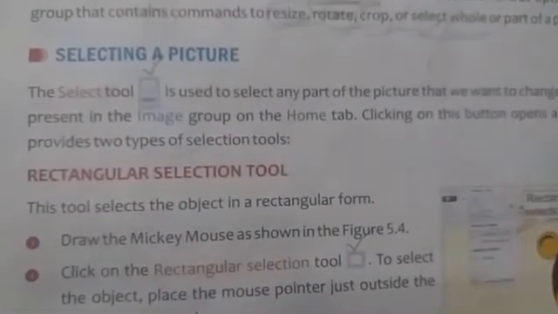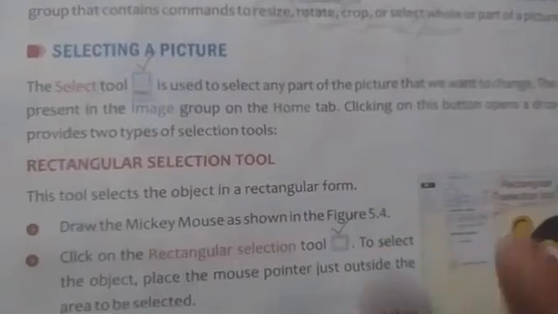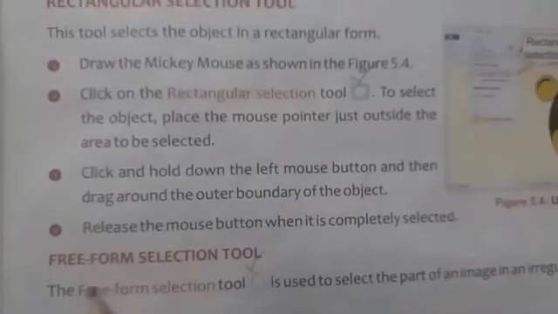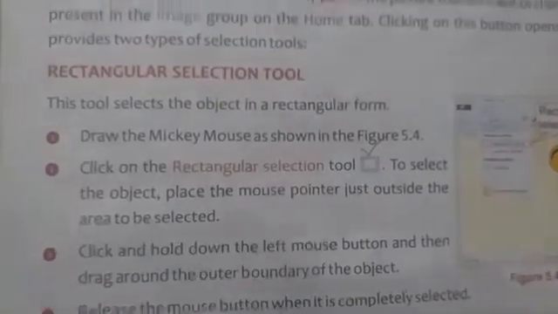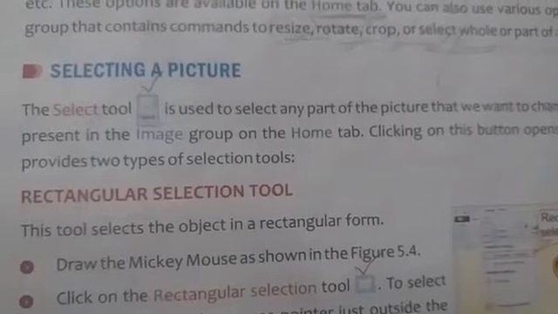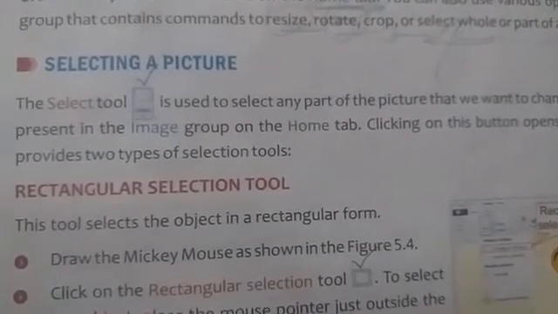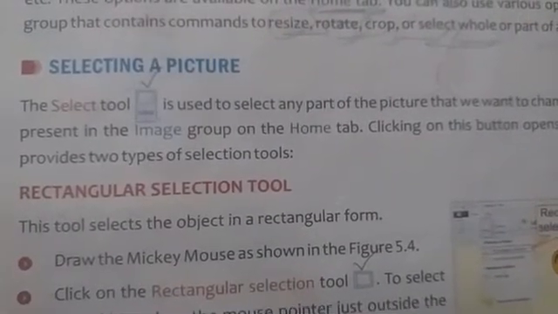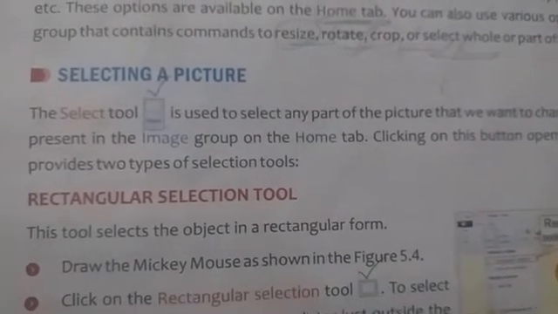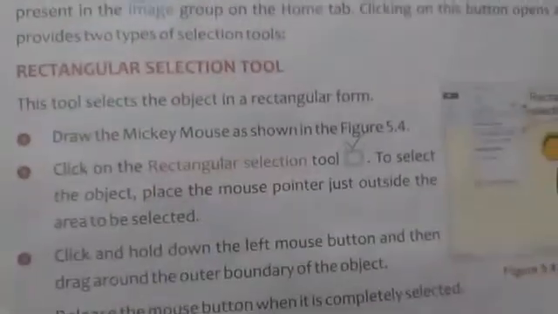So after this we have selecting a picture. How can we select a picture? There are two ways to select a picture. First one is rectangular selection tool, and second one is freeform selection tool. So the select tool basically we will use to select any particular part of the picture. Yes, sometimes there is a need, we want to select only some part of the picture, not the full picture. Then we can use this rectangular selection and freeform selection.